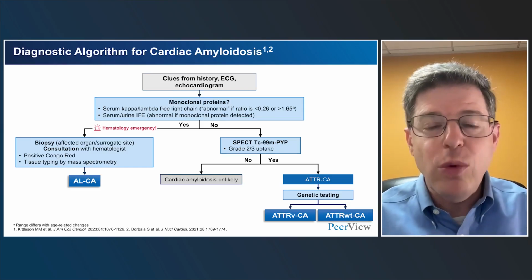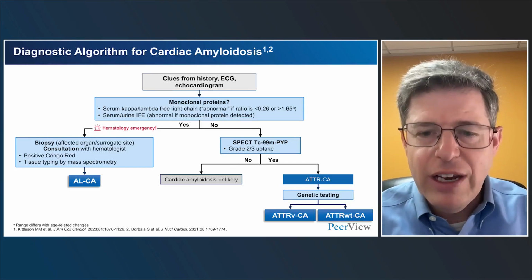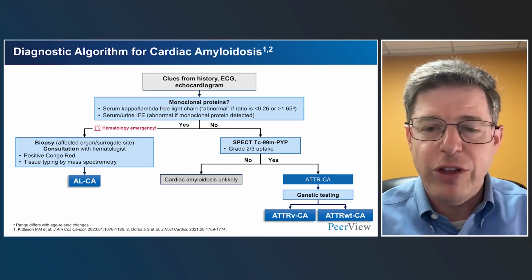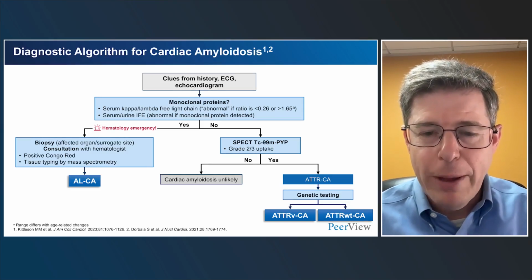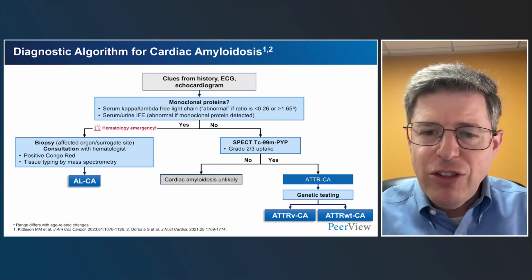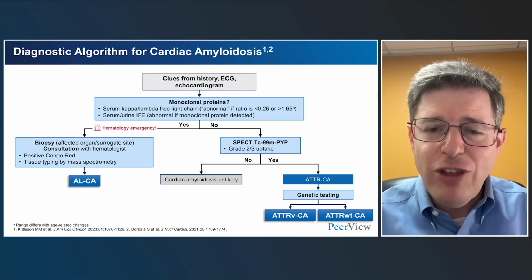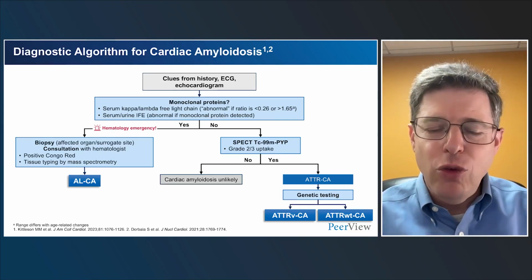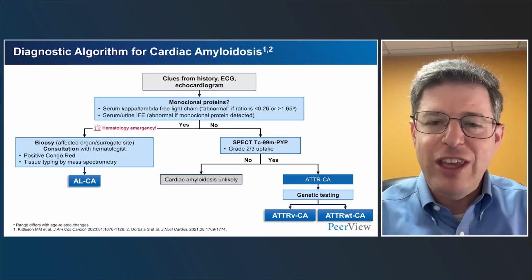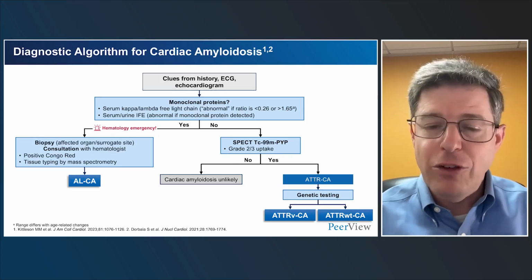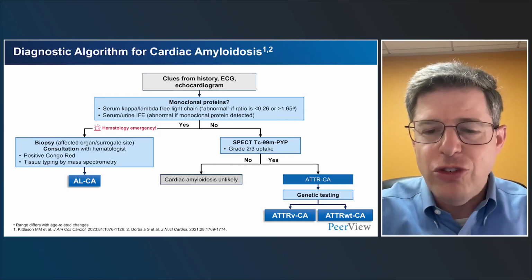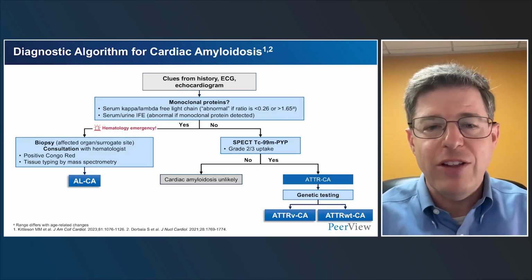Most patients, however, will not have a positive monoclonal protein. And then you can move on to bone scintigraphy, which most commonly in this country is done with technetium pyrophosphate, or PYP. We're going to see some examples of that in a moment, but it takes advantage of the fact that amyloid deposits like to take up bone tracers, and normally you should not see a bone tracer taken up in the heart. So if you see significant uptake, where the uptake is equal to or more than what you see in the ribs, then that's a positive scan, and you have now diagnosed the patient with ATTR cardiac amyloidosis. All that's left to do is genetic testing to see if they have the wild type or hereditary form.